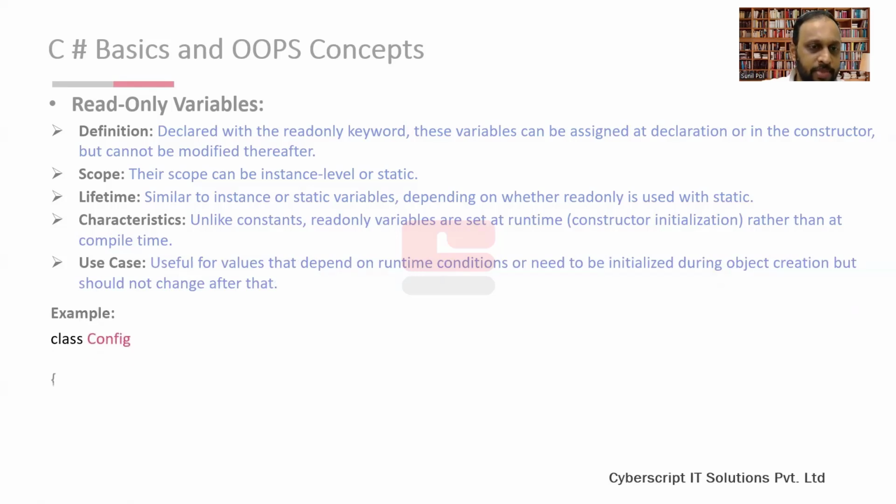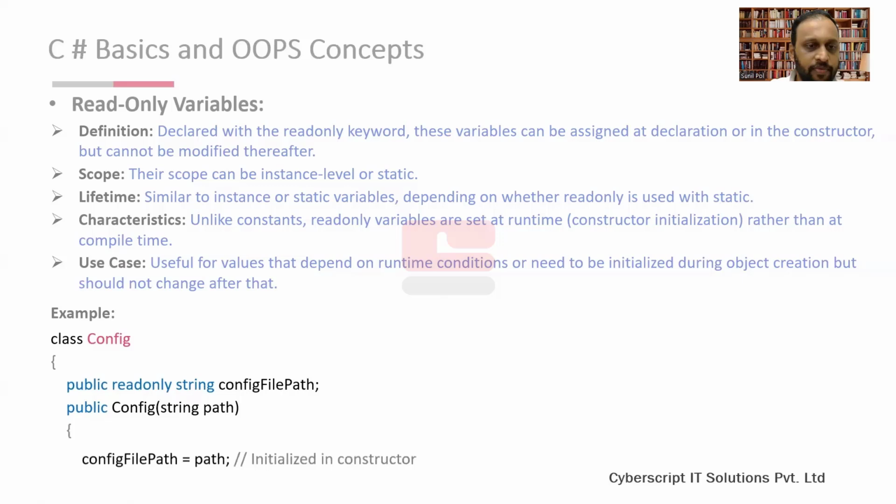So let's have one more example. Here we have declared one class, the Config class. Suppose in our application there are multiple configuration files. According to the situation at runtime, we need to pass that particular file path to this constructor. Whenever a developer wants to use that particular path, he needs to create an object of this Config class and pass that path to this constructor. That path can be assigned to the config file path, and henceforth this value cannot be changed.